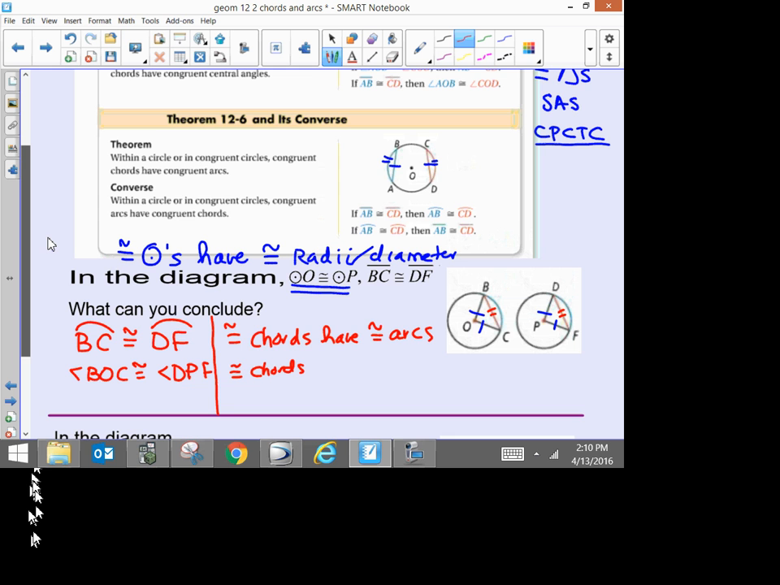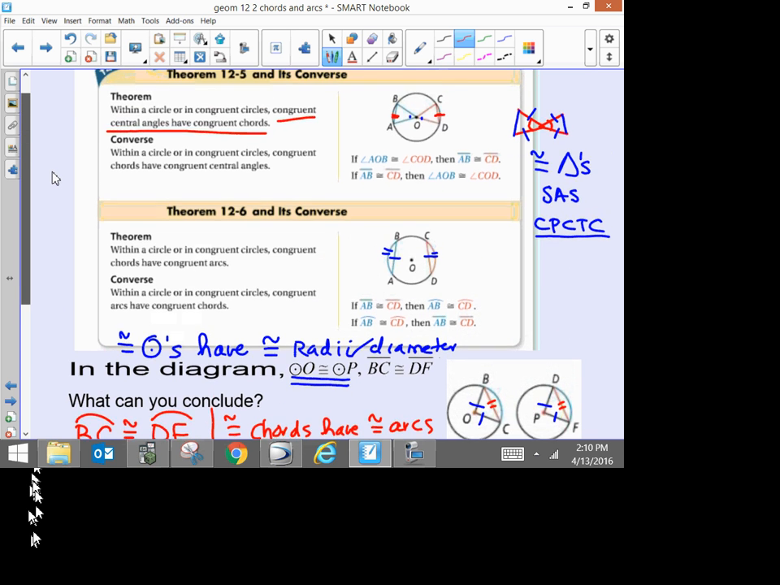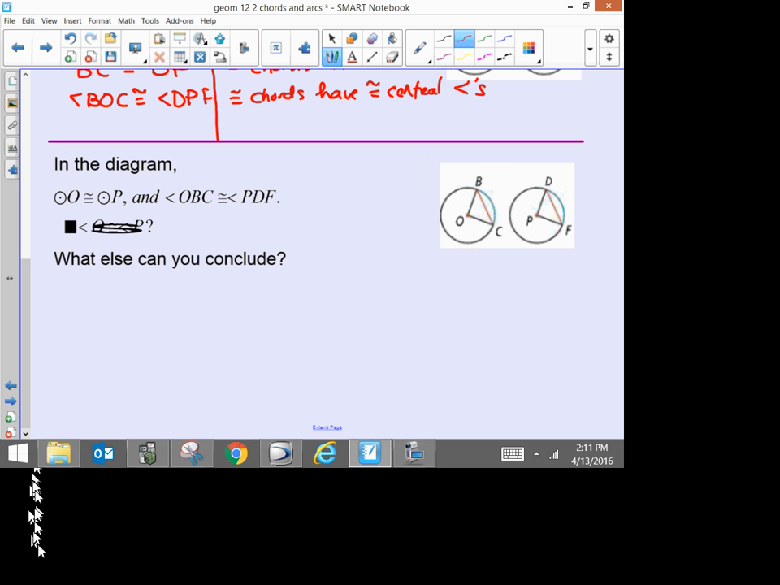Congruent chords. Yes, congruent chords have congruent central angles. If you don't like the word "have," you could say "yield." You like that? I like it too. It really makes more sense, but again, I'm okay with "have."